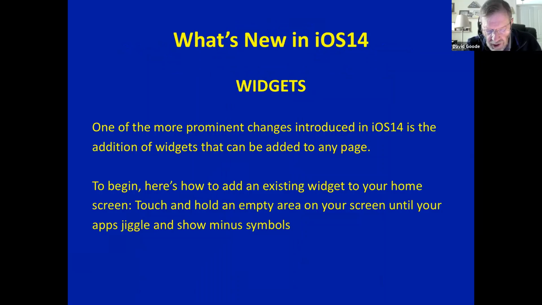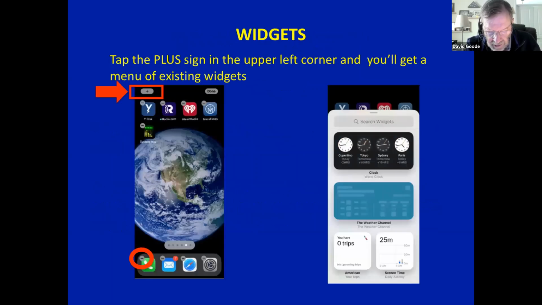Now, widgets are a prominent change in the operating system. You can add a widget to any screen. To add a widget, touch and hold an empty space on a screen. The apps will jiggle and then show a minus sign. On this screen, you touch the plus sign in the upper left-hand corner, and the screen on the right will appear. This screen will contain a list of available widgets. Scroll the screen up or down to view a complete list of the widgets that are available.